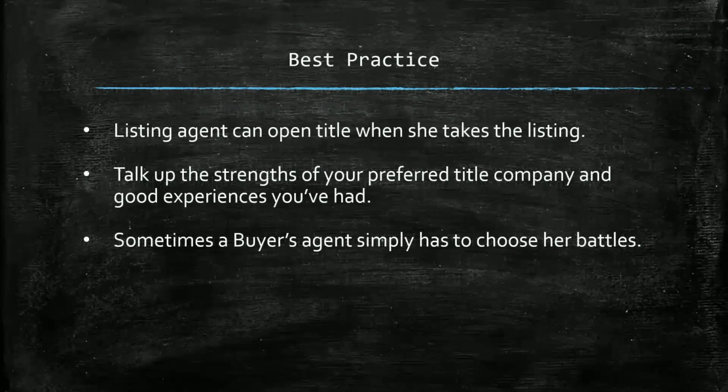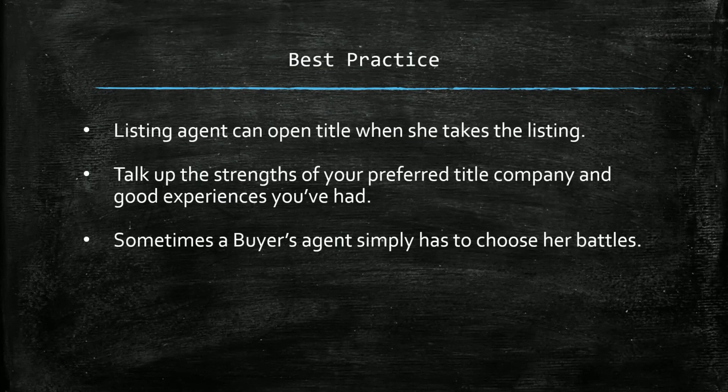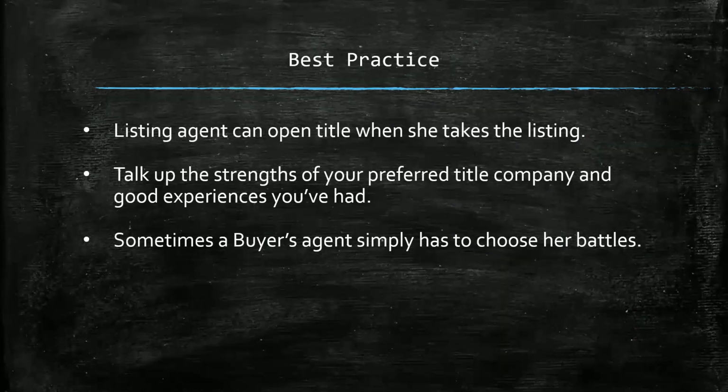So, what are some best practices when we're talking about choosing the title company? Well, the listing agent can open title as soon as she takes the listing. As soon as you get a signed listing agreement, you can send that listing agreement to your preferred title company, ask them to open title, and they will. And then you can say in agent remarks on the listing, hey, title is already open on this property. Contact the listing agent for details. Do not put the name of the title company in the MLS listing because of wire fraud concerns, but you can tell them that title is already open.